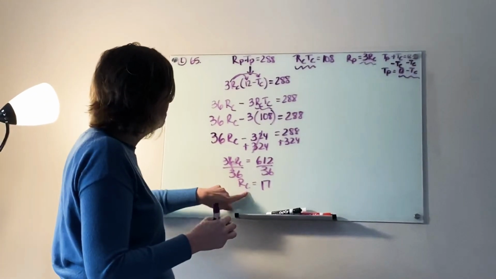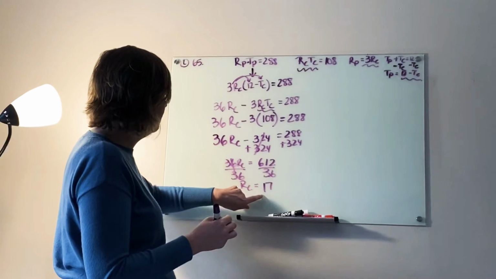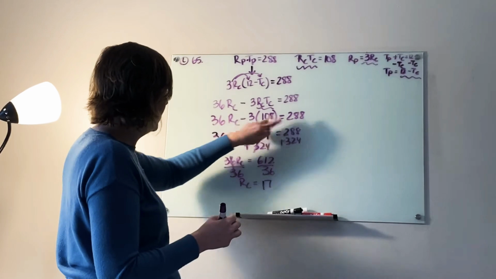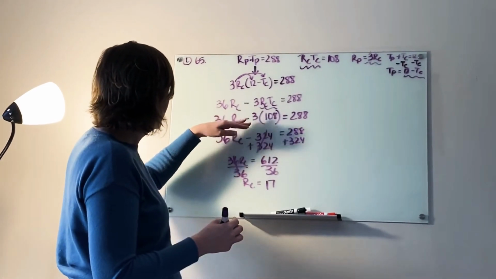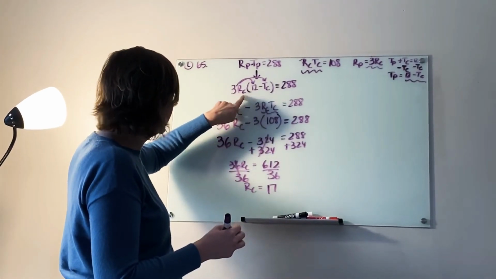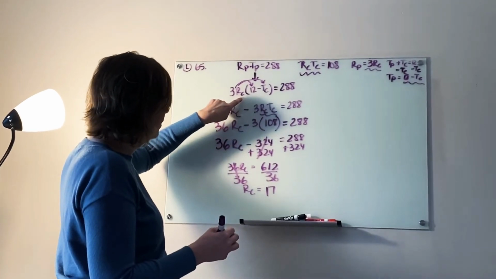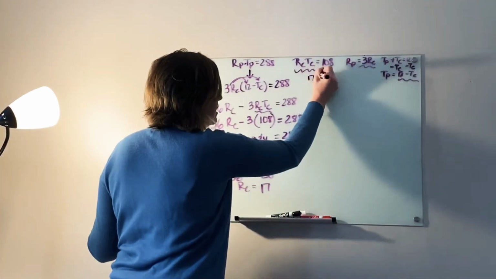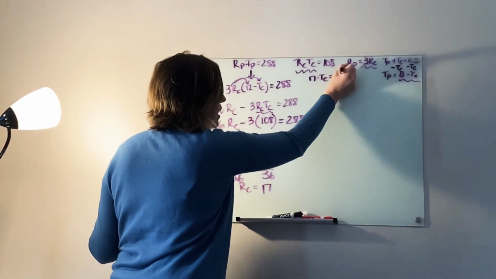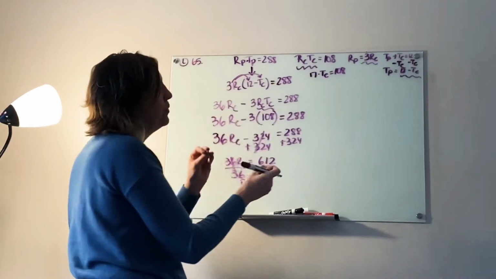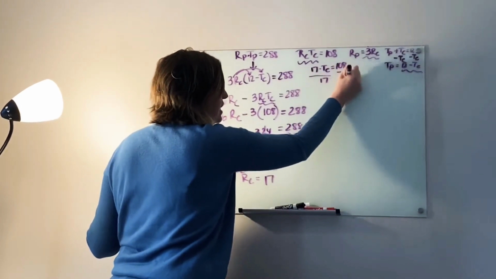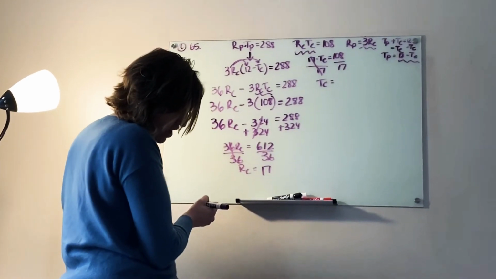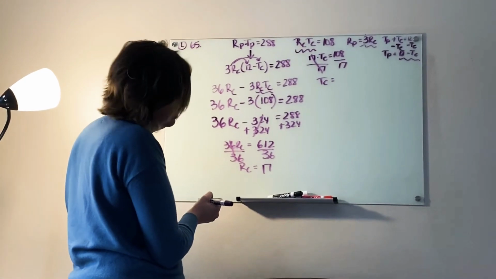If RC is 17, I can go back here. Oh, wait, that's all in terms of RC. Let's see. If RC is 17, I can plug it back in here, right? RC is 17, so 17 times TC equals 108. All I'm doing is trying to pull it out. What do I know? So I just divide by 17. So what is TC? TC is 108 divided by 17.